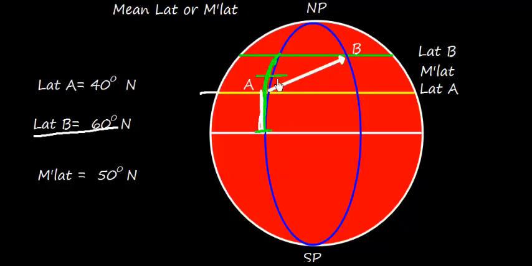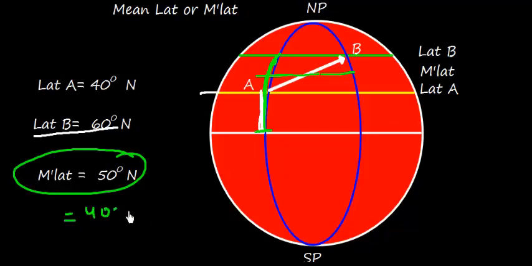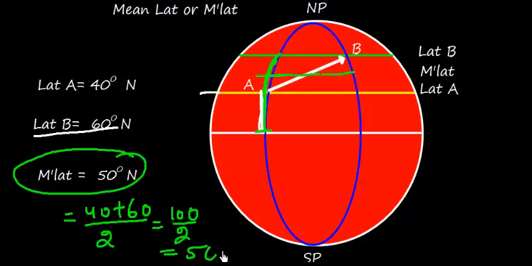So the mean latitude will be somewhere in between. So how to find the mean latitude? Well, both the latitudes are in the same hemisphere, so the mean latitude is the arithmetic mean. We can write it like this: 40 plus 60 divided by 2, or simply 100 divided by 2, which is 50, and the name will be north. This is also applicable in the case of the southern hemisphere.